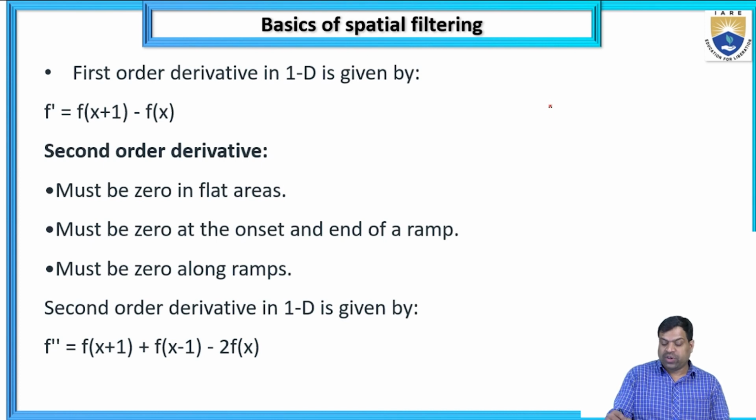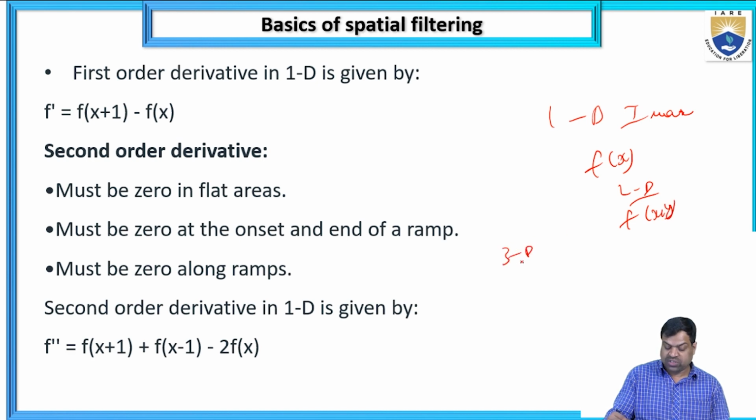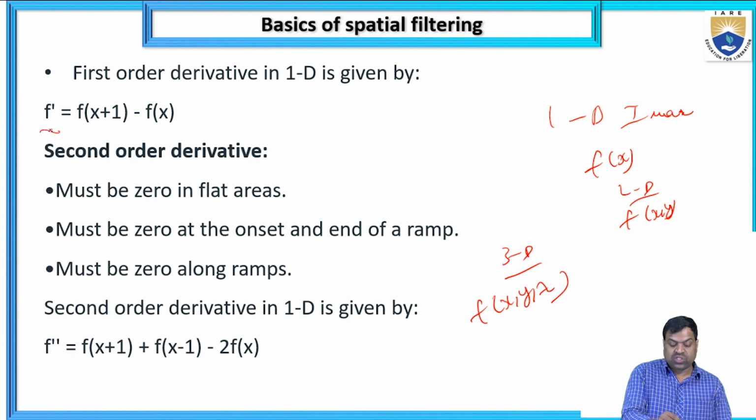For the first order derivative, I am taking a 1D image. A 1D image means only f of x will be there. 2D means f of x comma y is there. If I am taking 3D, it means f of x comma y comma z. For 1D, f dash equals f of x plus 1 minus f of x.